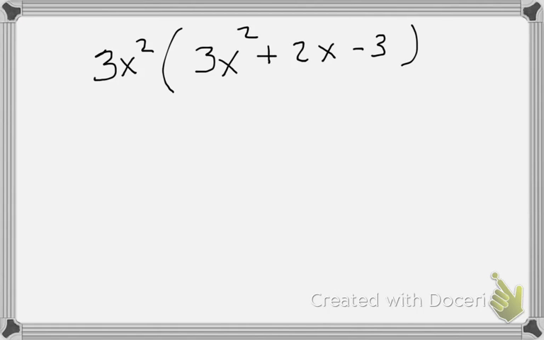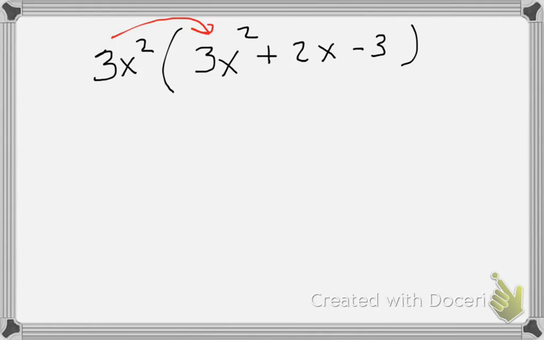Now I'm going to change it up a little bit. Let's say that I have 3x squared and I'm going to distribute it to 3x squared plus 2x minus 3. So in this case, remember, I would multiply the numbers to the numbers and the variables to the variables. So I would take 3x squared and multiply it to 3x squared. So 3x squared times 3x squared.